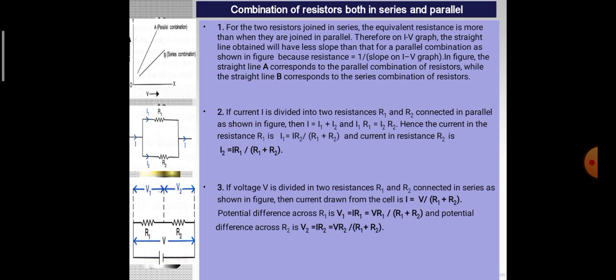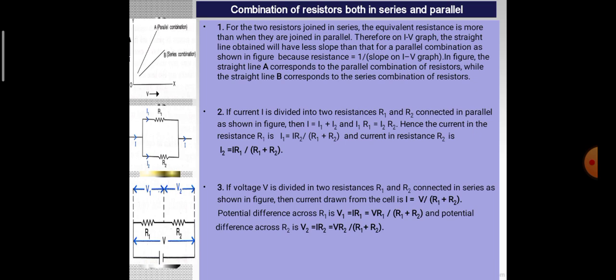Let's see some special conditions. Look at the first diagram. For the two resistors joined in series, the equivalent resistance is more than when they are joined in parallel. Therefore, on the IV graph, that is the current voltage graph, the straight line obtained will have less slope than that for a parallel combination as shown in the figure, because resistance is 1 by slope on the IV graph. In the figure, the straight line A corresponds to the parallel combination of resistors, while the straight line B corresponds to the series combination of resistors.